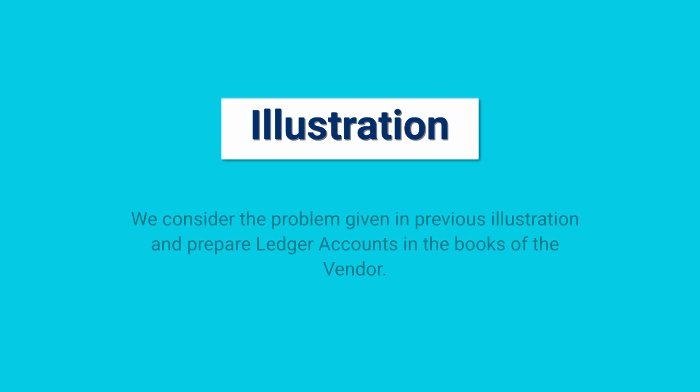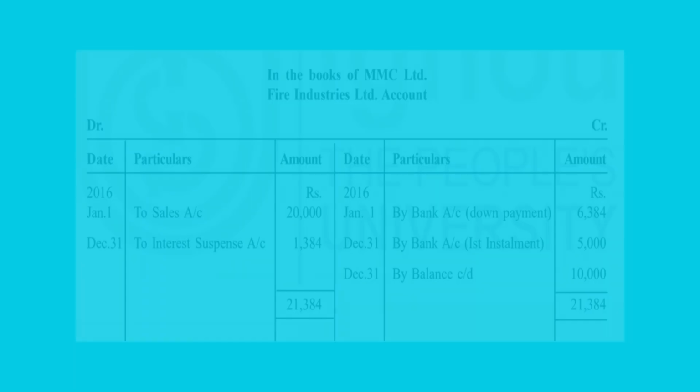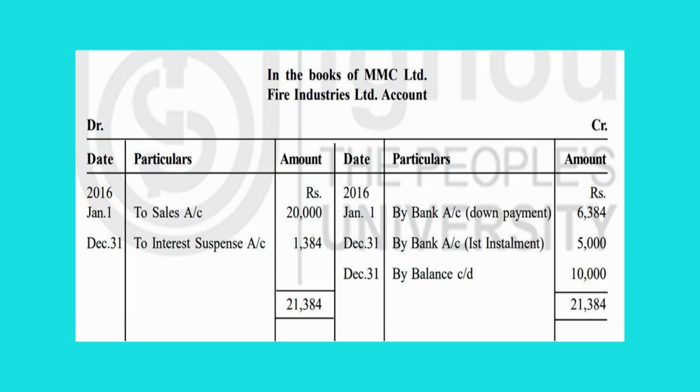Illustration. So we consider this problem in the same problem. Here we have made a sale of rupees 20,000. So we will make the entry buyer account debit to sales. So in the books of MC Limited, fire account to sales 20,000.